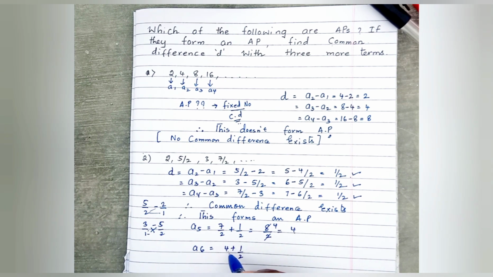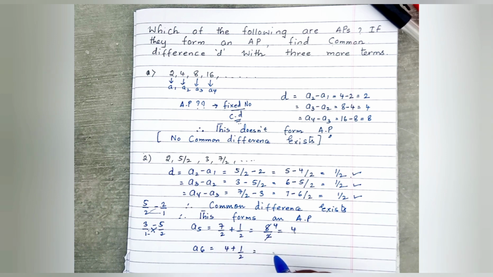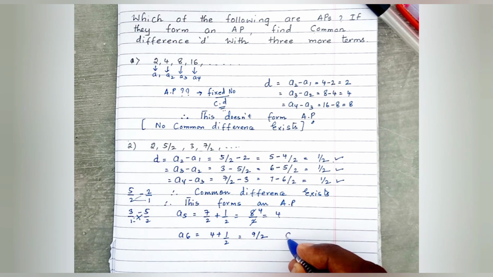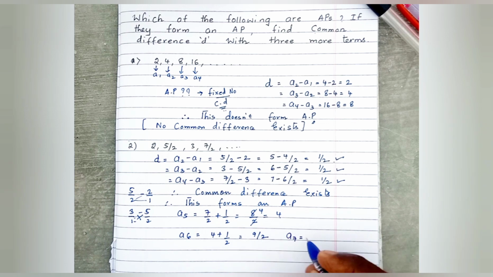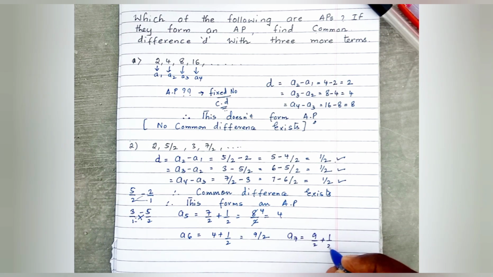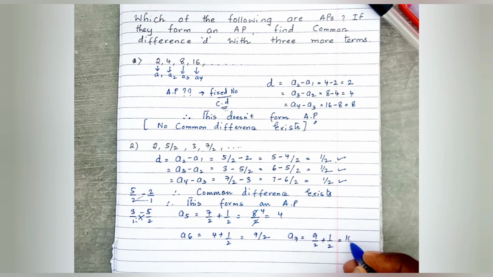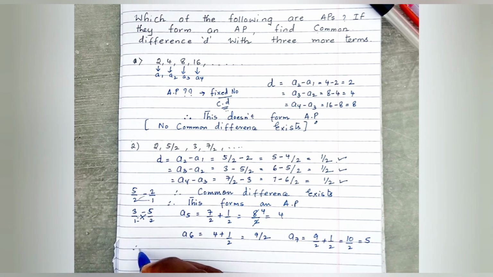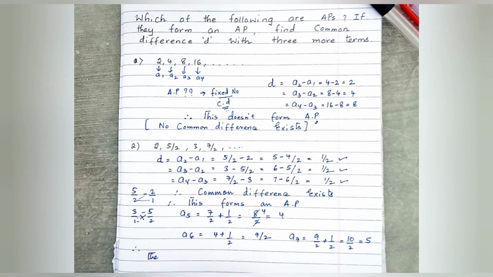To the previous term, A5, I should add the common difference 1 by 2. That is, again, 4 twos are 8, 8 plus 1 is 9 divided by 2. Then finding A7. Now A7 is A6 plus D, that is 9 by 2 plus 1 by 2. Since the denominators are the same, 9 plus 1 is 10 by 2, you get 5. The next 3 more terms are 4, 9 by 2 and 5.